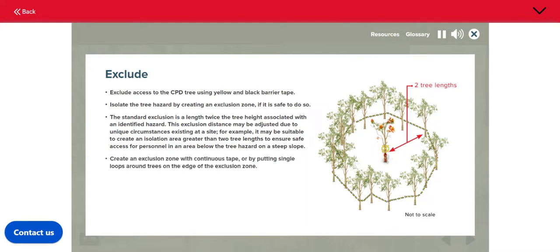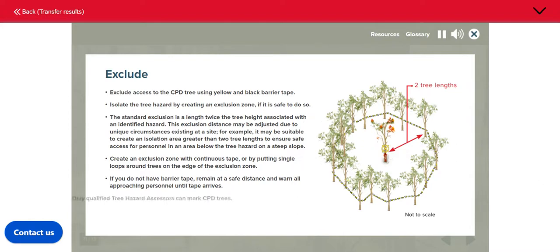Create an exclusion zone with continuous tape or by putting single loops around trees on the edge of the exclusion zone. If you do not have barrier tape, remain at a safe distance and warn all approaching personnel until tape arrives. Only qualified tree hazard assessors can mark CPD trees. Never drive or walk through an exclusion zone.